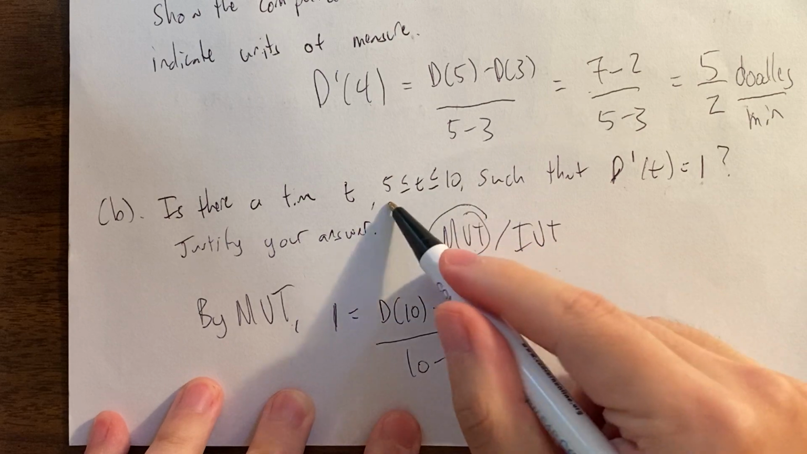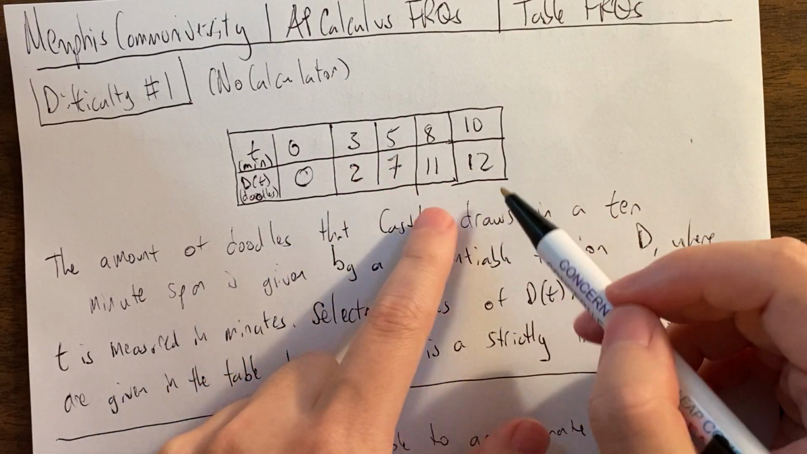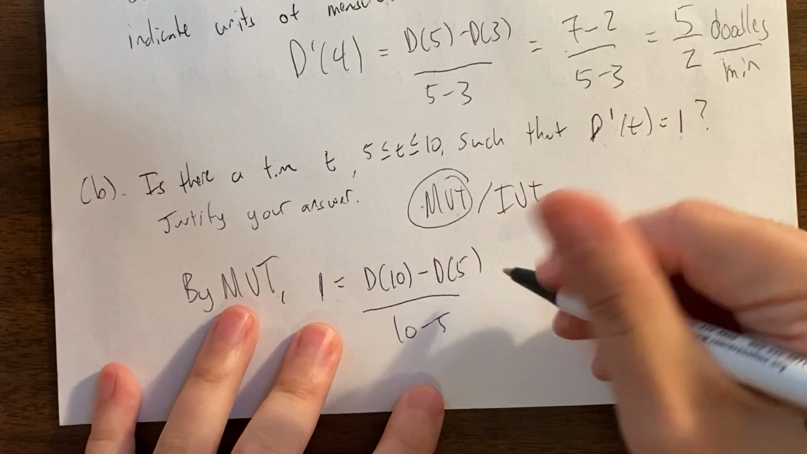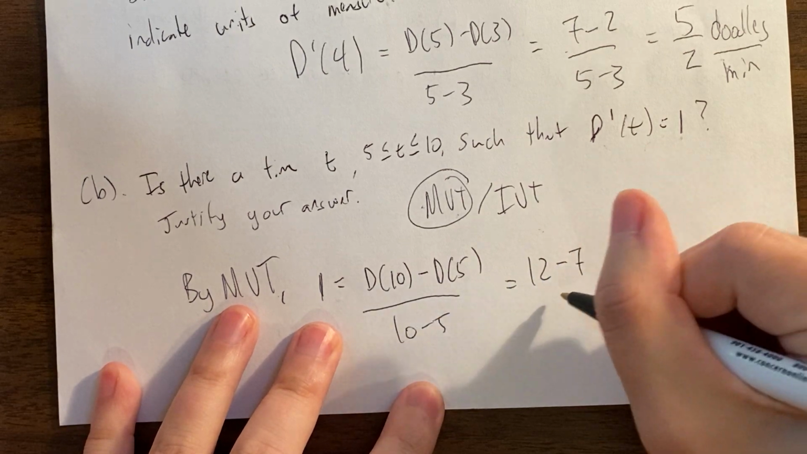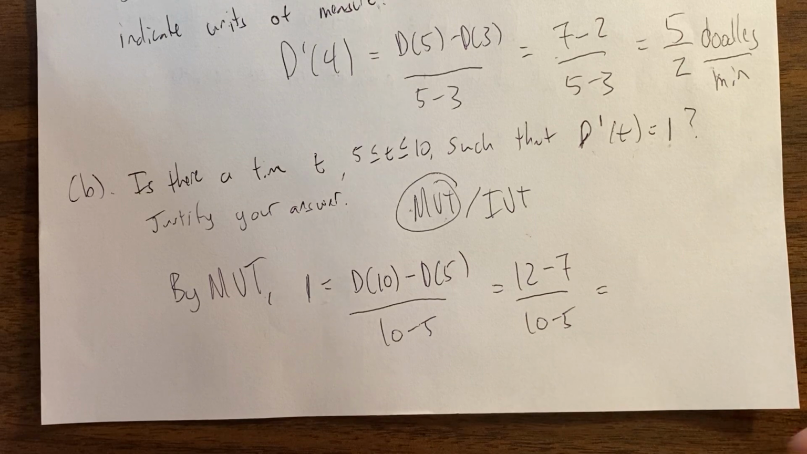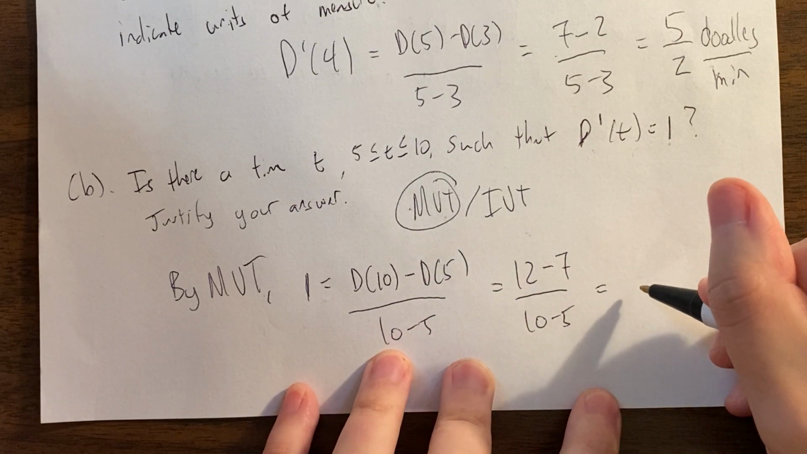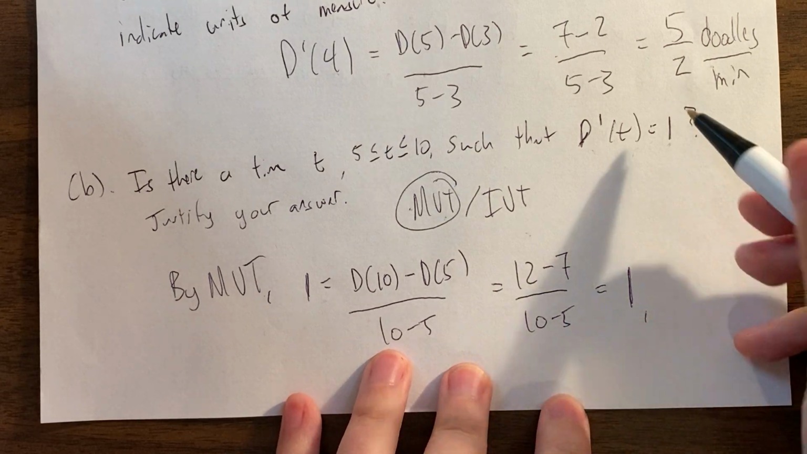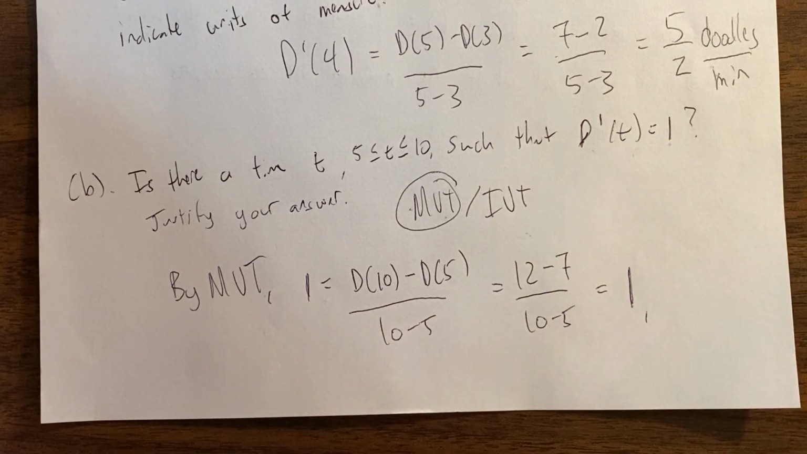So it's going to be D of 10 minus D of 5 over 10 minus 5. So we have 10 and 5 here, so it's going to be 12 minus 7. And remember that when you're doing MVT, you want the slope to be exactly the number they want. It's not like IVT where you're showing a y value is in between other y values. So in this case, we do get 1, which is great because, of course, they want us to get 1. So we are done with the work.